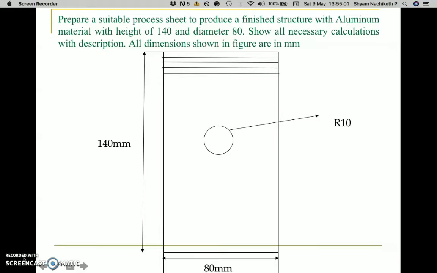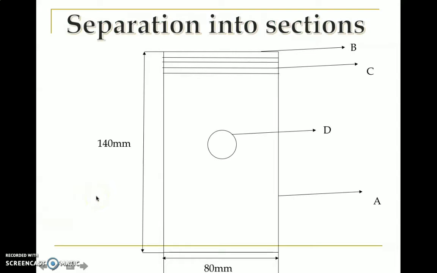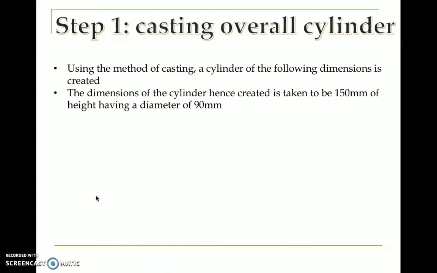So all the calculations or everything has to be shown, and this is the final product, which has to be a 140 height, 80 diameter, and a drilled hole in the center with a radius of 10 and a few grooves at the top. This is a part where the sections are separated. The A part is the length, the B part is a diameter, the C part is the grooves, and the D part is a drilled hole.